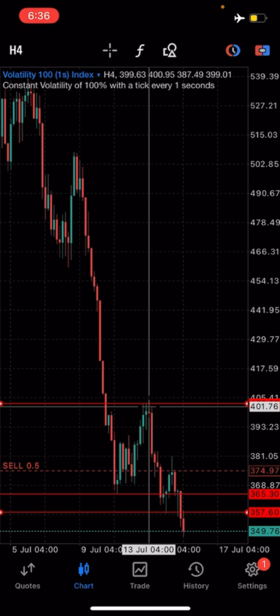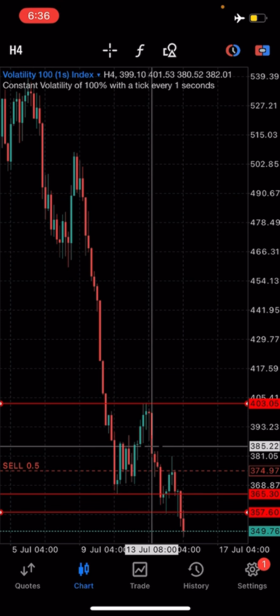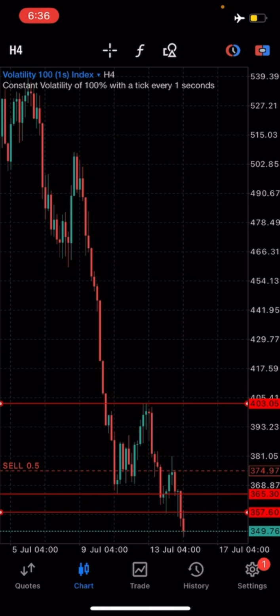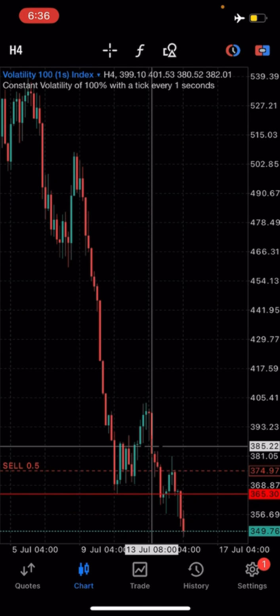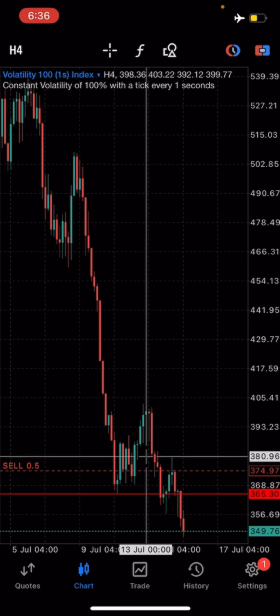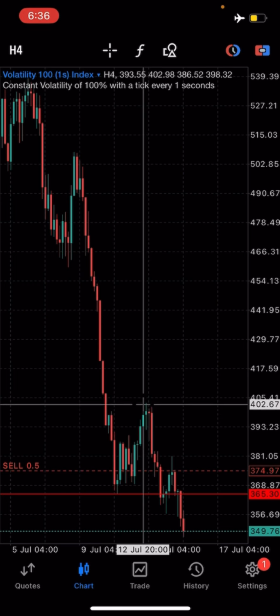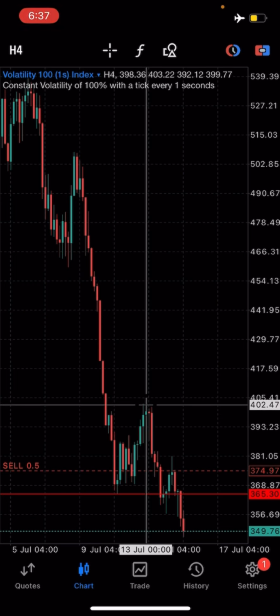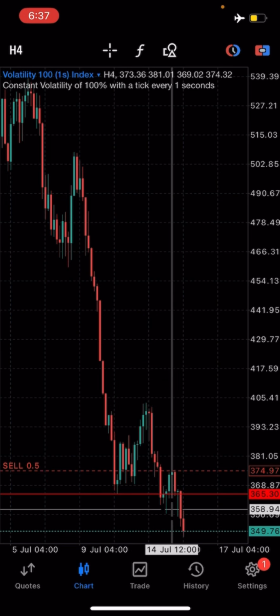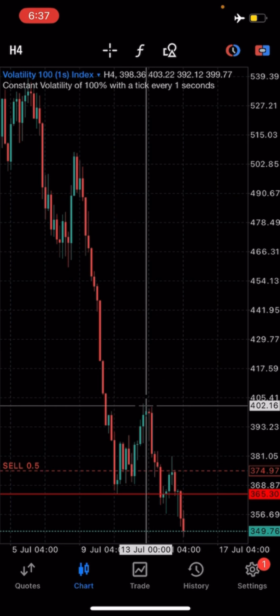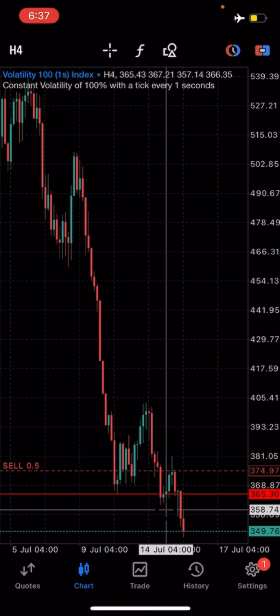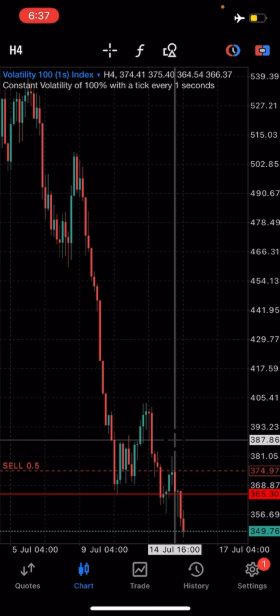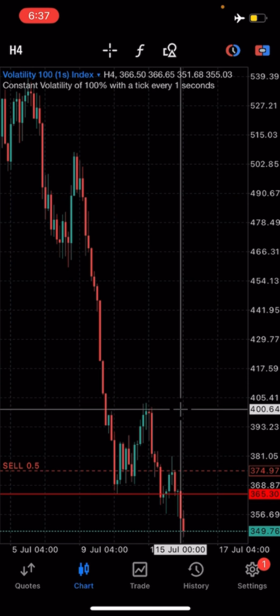When I saw this, the next thing, let me delete these lines so as not to confuse you. The next thing I thought of was, okay, since the market is in a downtrend, it's going to be forming lower highs and lower lows. It already formed the lower high here and the lower low here. So that means the market is going to retrace back up a little bit before dropping again.